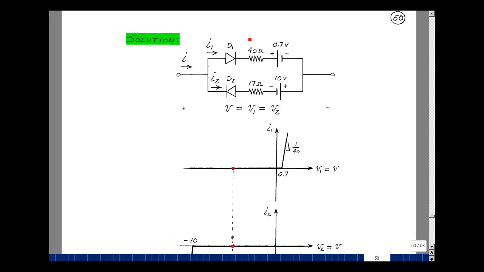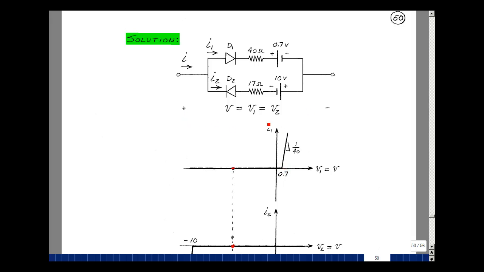Start with the top one. If current begins to flow, then we have a 40 ohm resistor and a 0.7 volt drop. Let's take this diode to its transition point, where this current is 0 and this voltage across the ideal diode is 0. What's the voltage from here to here? Well, 0 current times 40 is 0, and then plus 0.7. I have this point right over here.